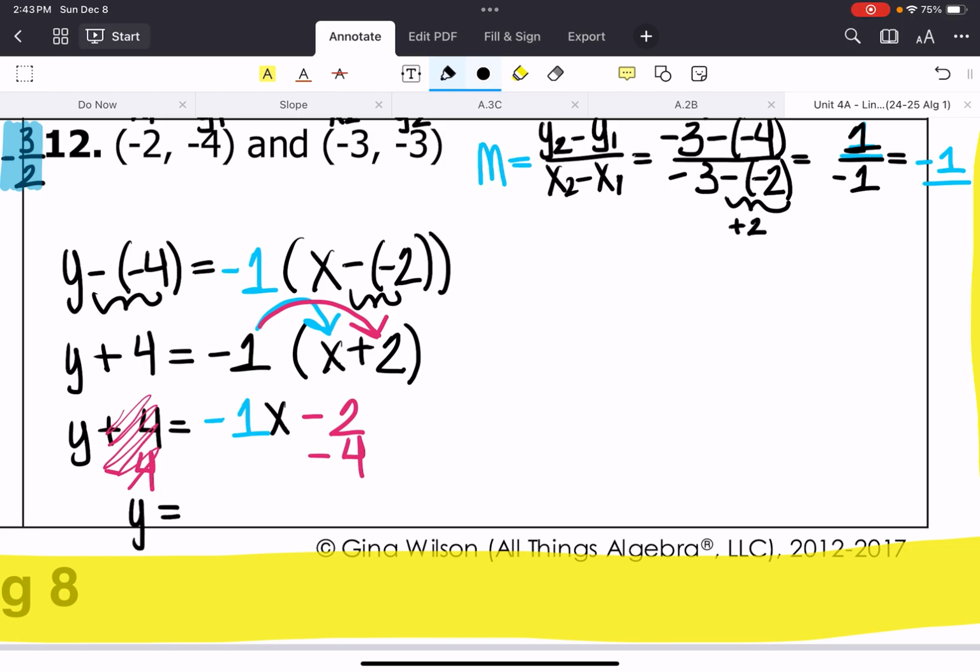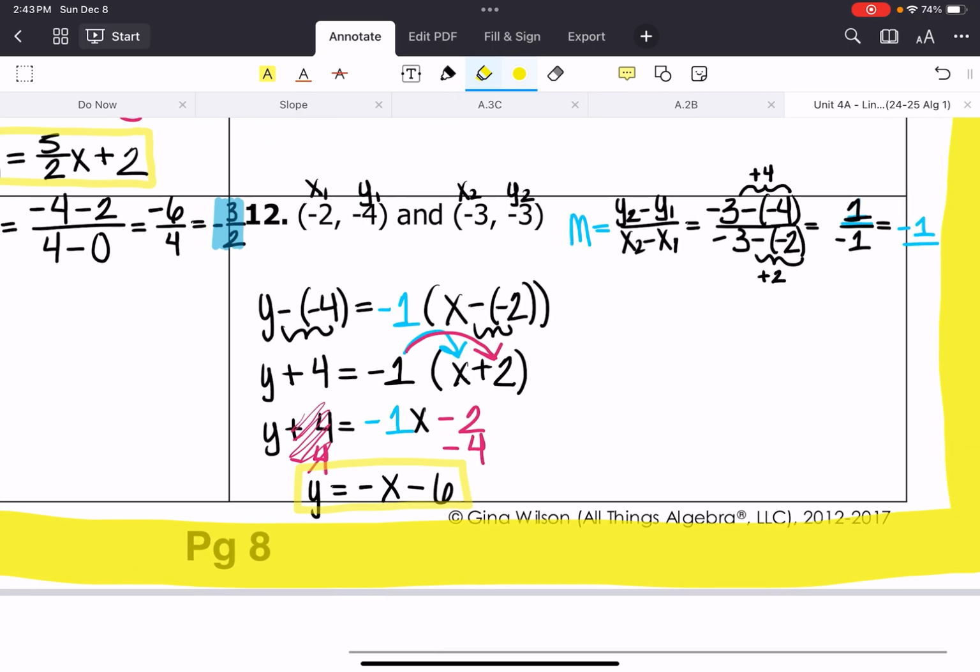You're left with y on the left-hand side, -1x. Remember, when it's just 1, you don't need the 1 there. It stays invisible. So you have -x, and then -2 minus 4 gives you -6, giving us our equation of y equals -x minus 6.